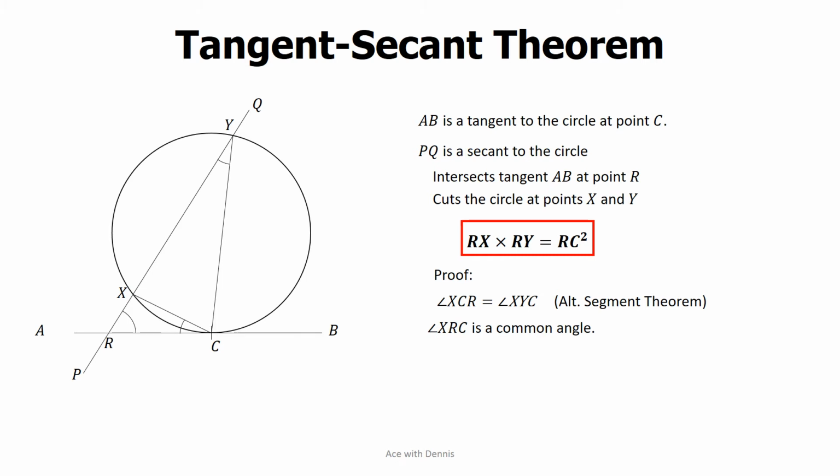Also, angle XRC is a common angle. Therefore, by the AA property, triangle CRX is similar to triangle YRC. Hence, the ratio of the sides RX over RC is equal to RC over RY. And when we cross multiply, we get RX times RY equals RC squared.